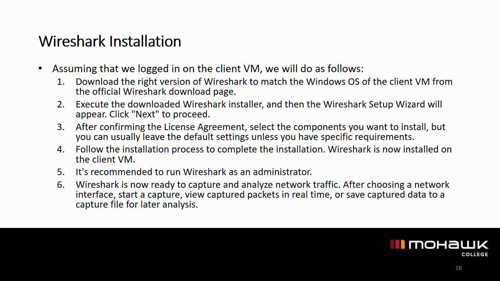It's recommended to run Wireshark as an administrator. To do that, you should right-click the Wireshark icon and select Run as Administrator. So by right-clicking the Wireshark icon and selecting Run as Administrator, it can be run with administrator privilege. Wireshark is now ready to capture and analyze network traffic.